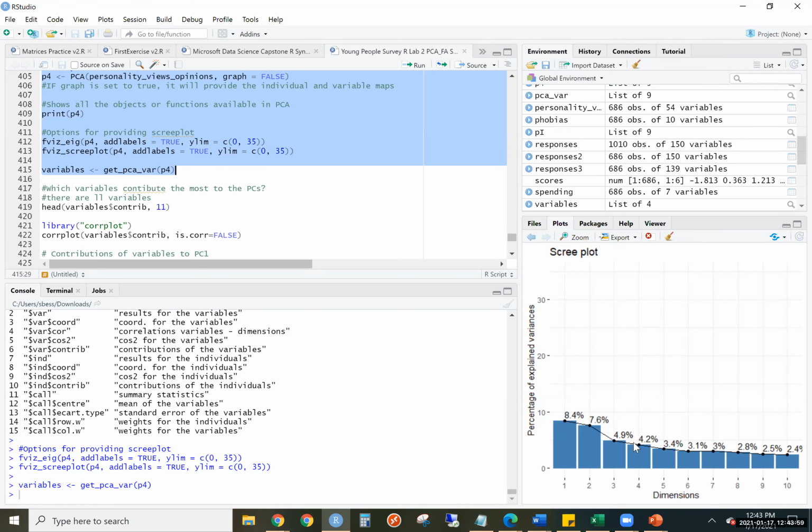So here's the scree plot. This gives us a nicer way of seeing where the elbow is. So in this case, we might even want to use 3 or 4 instead of out to 6.